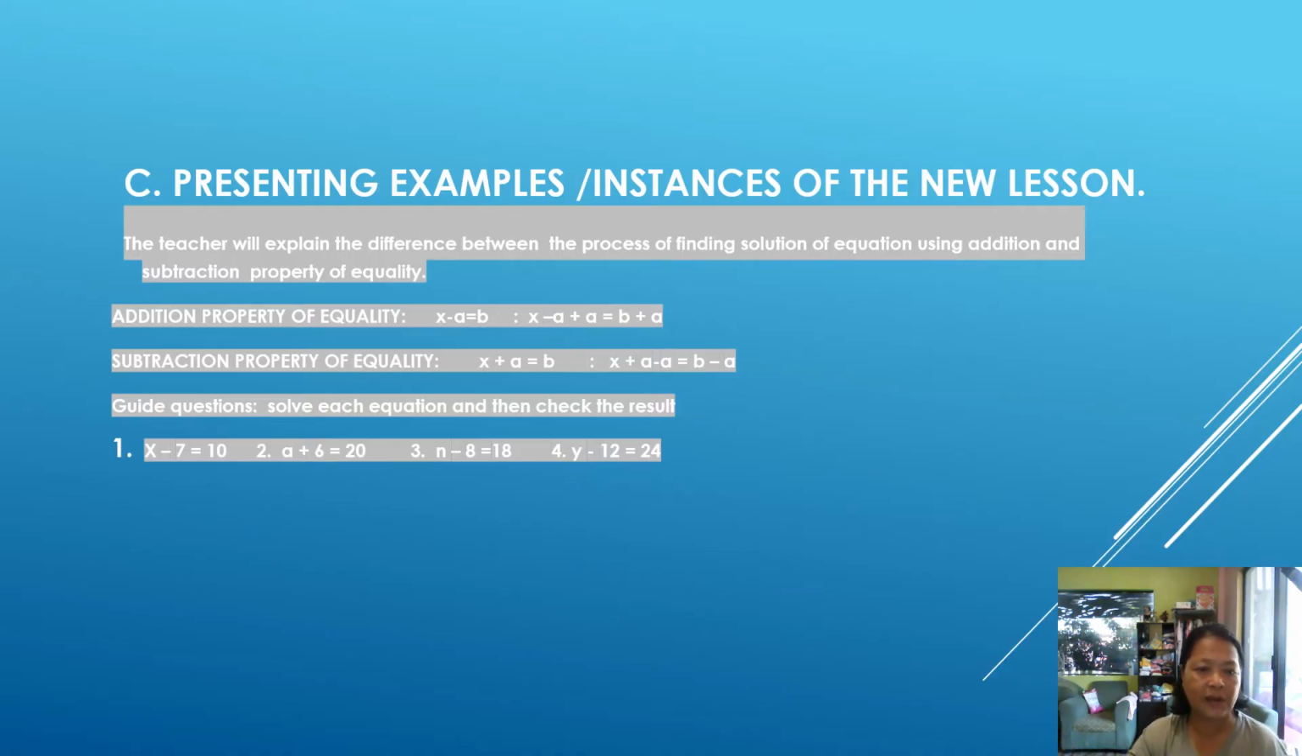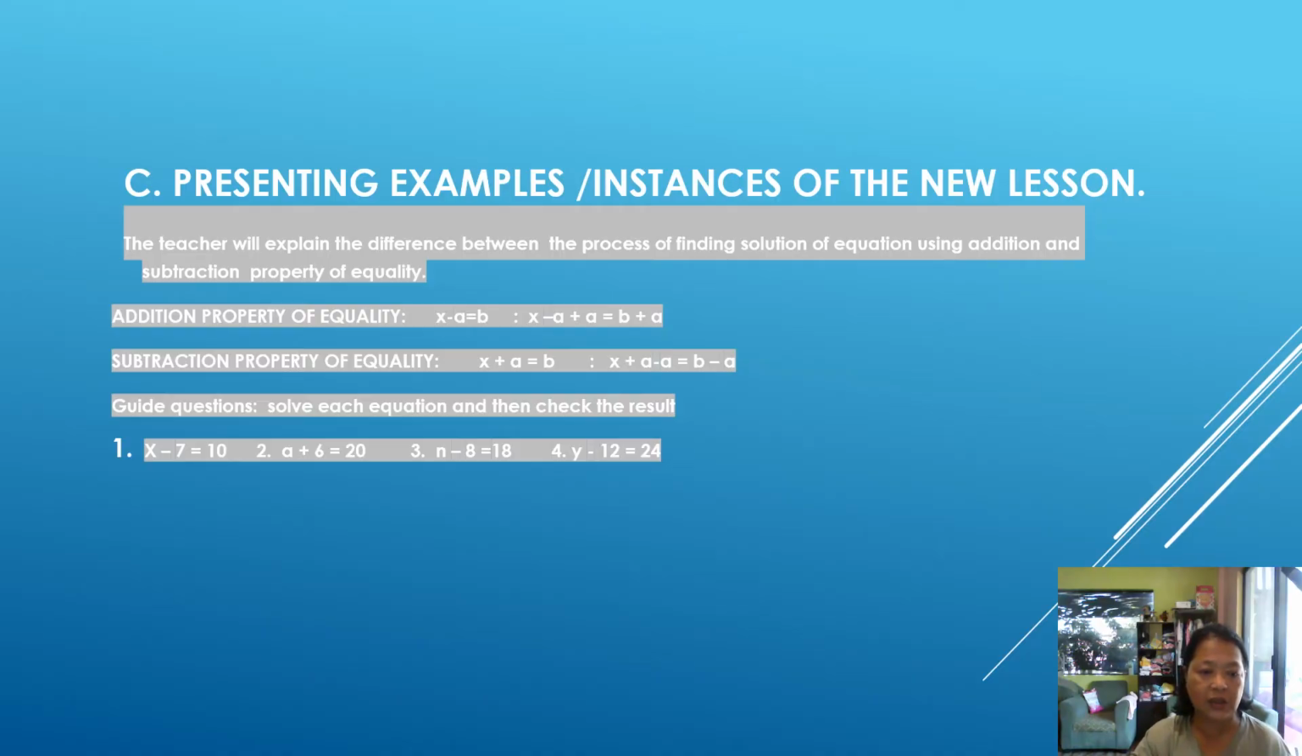The teacher will explain the difference between the process of finding solutions of equations using addition and subtraction property of equality. So in the addition property of equality, here's the equation, x minus a is equal to b, and how can you solve that? x minus a plus a is equal to b plus a. Letter B is subtraction property of equality. x plus a is equal to b, or x plus a minus a is equal to b minus a.